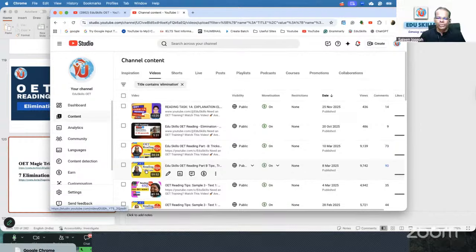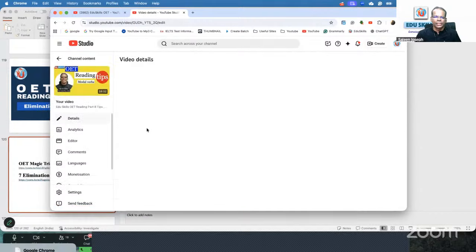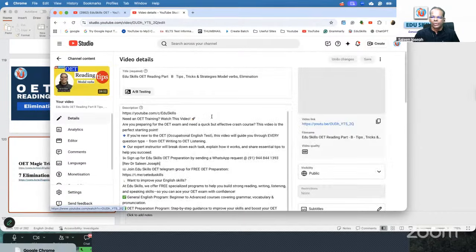And you want modal verbs? We'll check one. Okay, let's check modal verbs.